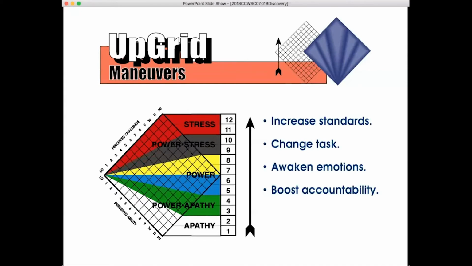Okay, so upgrade maneuvers, just again as a reminder, are used when someone is further downgrid than we really will want them to be. And again, if I'm a coach, they're further downgrid than best serves them.